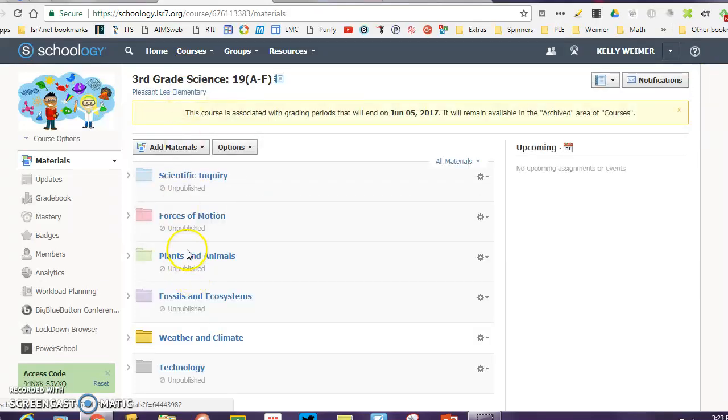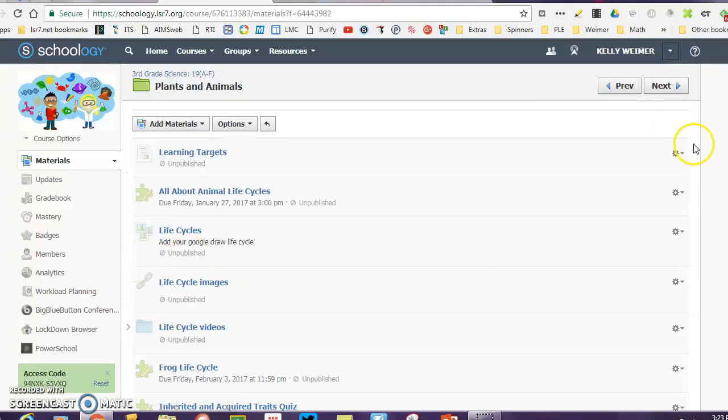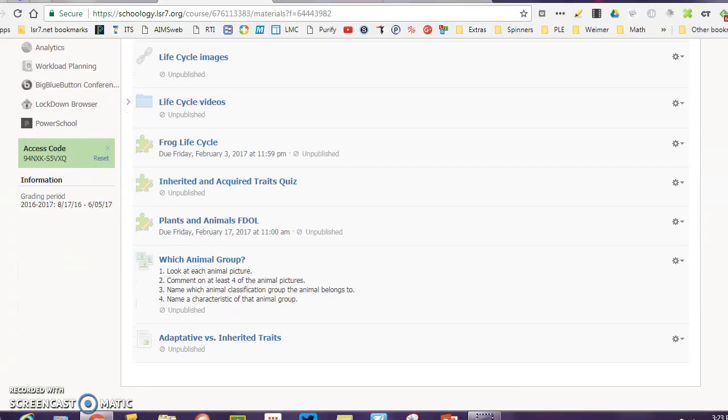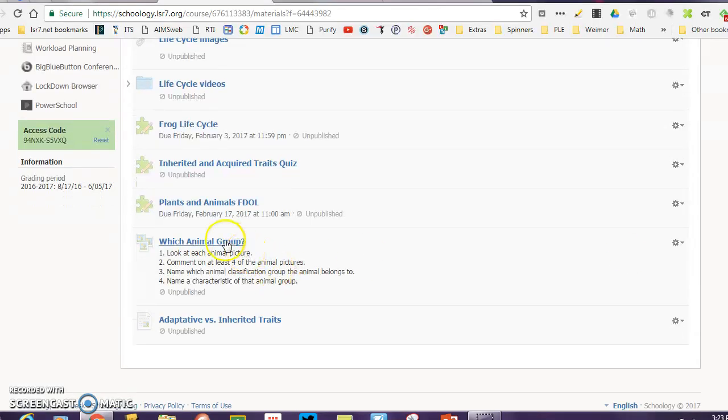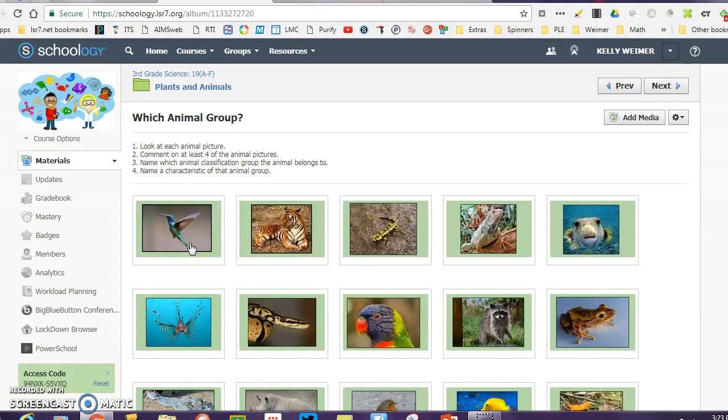Now I'm going to go and show you what I have for plants and animals. For plants and animals, this is a unit that I've built up a lot that I utilized Schoology a lot for last year. But for this class, I went ahead and added a few things. This is another media album. Kind of similar, mimicking what Julie's had us do, but they are going to have to look at each animal picture and comment on at least 4 of the animal pictures, and in their comment they need to name which animal classification group the animal belongs to and name a characteristic of that animal group.